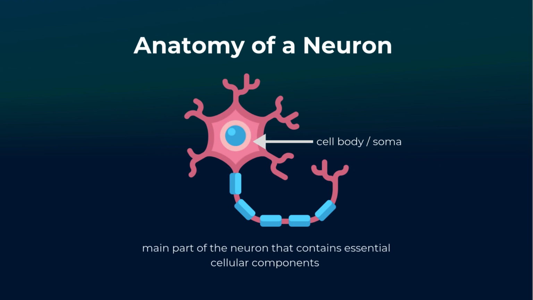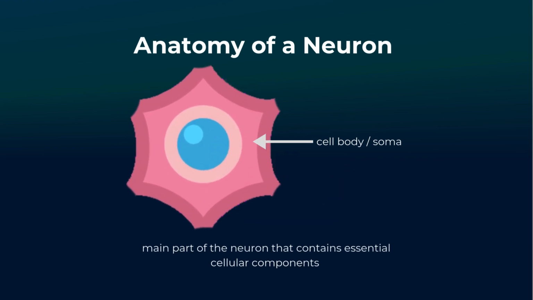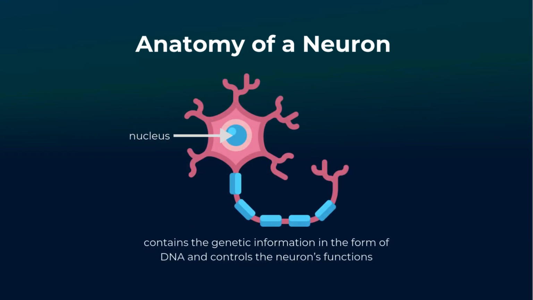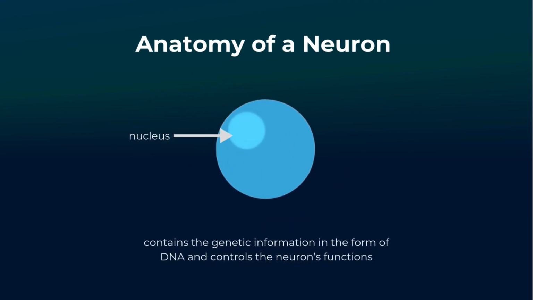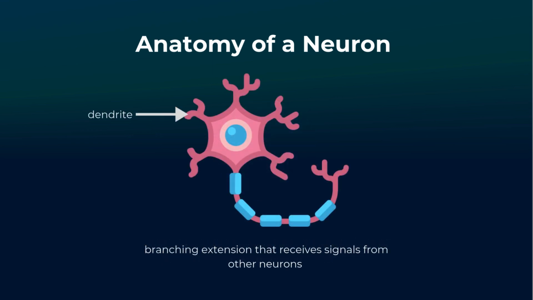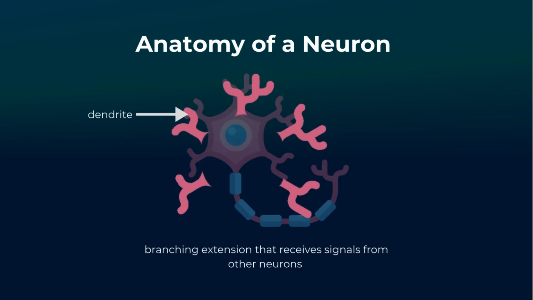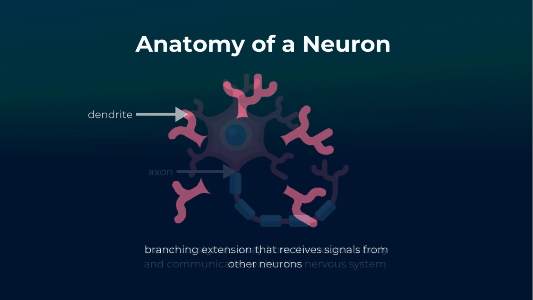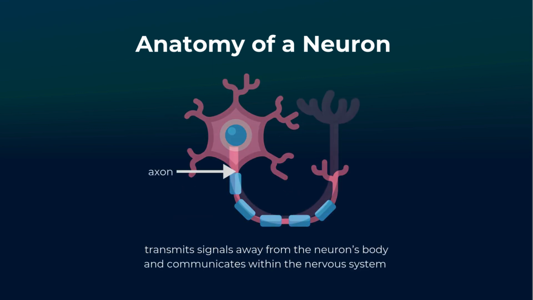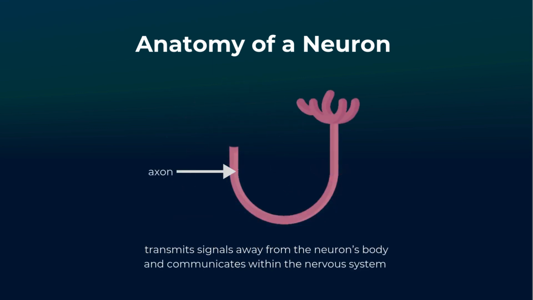The cell body or soma contains the nucleus and is responsible for the neuron's metabolic activities. The nucleus contains the genetic information in the form of DNA and controls the neuron's functions. Dendrites are short branch extensions that receive signals from other neurons. The axon is a long, thin extension that transmits signals away from the neuron to other neurons, muscles, or glands.